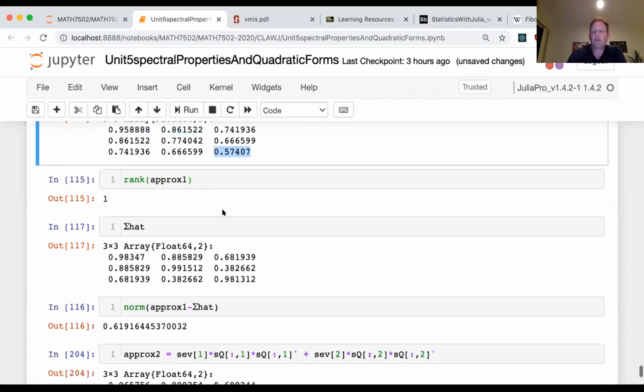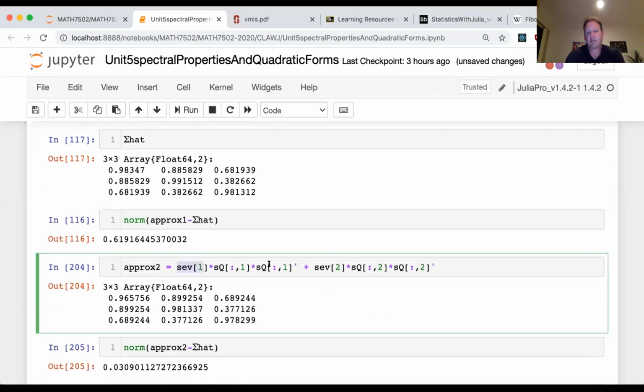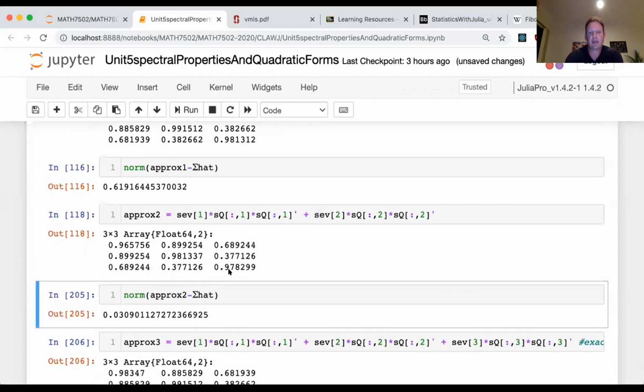So I might say, well, that's not enough for me. So then what I'm going to do is take a rank 2 approximation. So this is the first rank plus the second element of the sum. We could have automated this. We could have written this in a much more efficient way, obviously. And if you look at this, this is a rank 2 approximation.